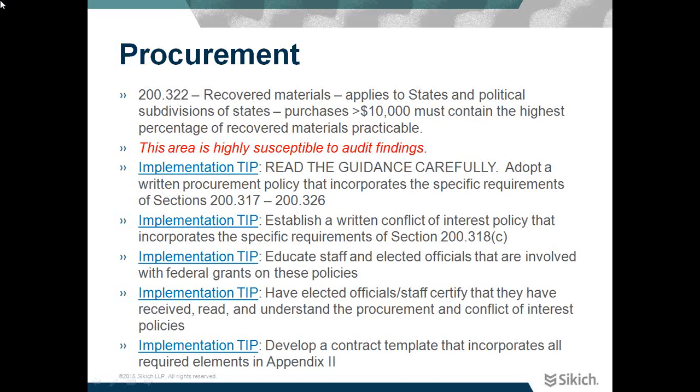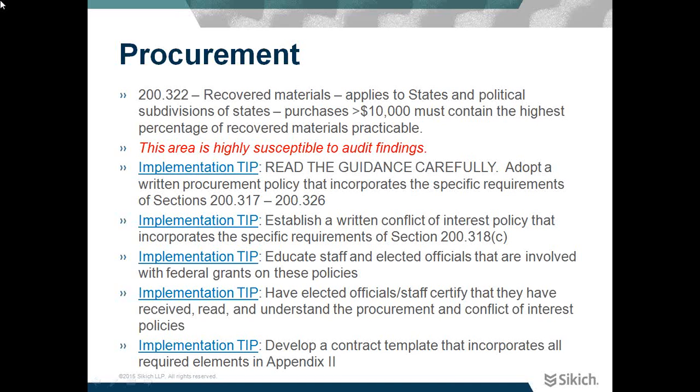We do leave several final implementation tips related to procurement. They can be found in these different sections. One is making sure you understand the guidance. Keep in mind that the conflict of interest policy falls very close in hand with procurement. So those two, the procurement policies and conflict of interest, really have to be read together to understand that.